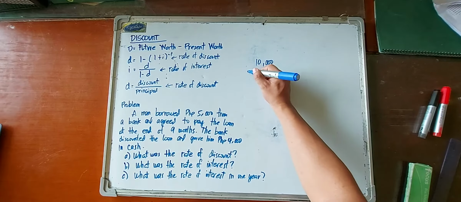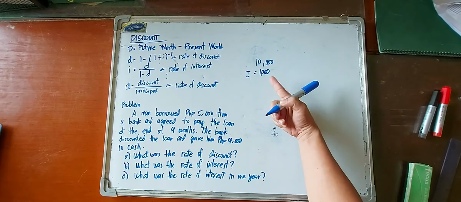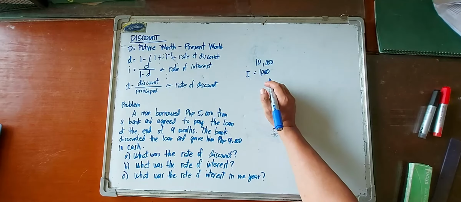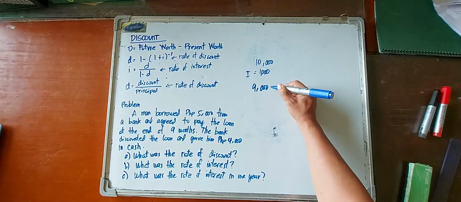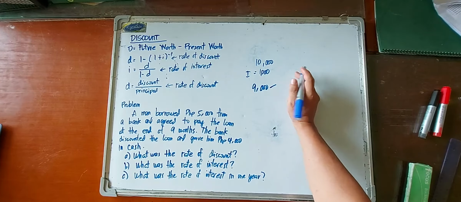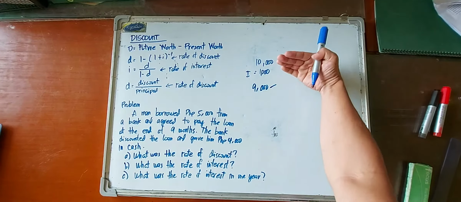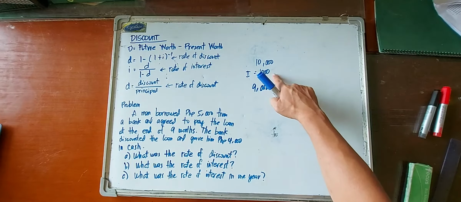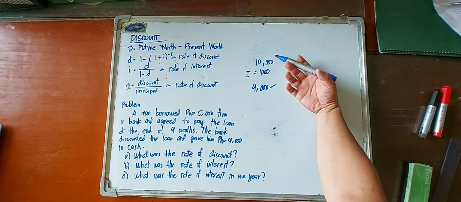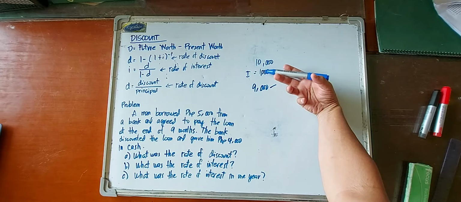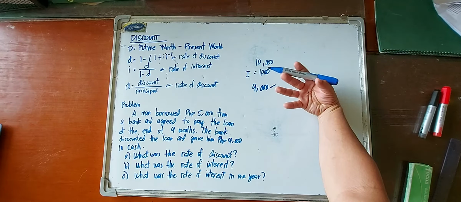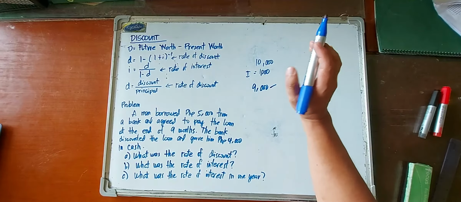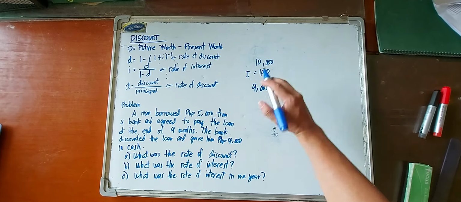Yung computed interest mo is 1,000. So ang ma-receive mo na amount is 9,000 pesos because you're going to pay in advance the interest of 1,000. So ang ma-receive mo ngayon ay 9,000, pero ang babayaran mo 10,000 after a year. So that's the concept of discount. Iba yung discount dun sa market.